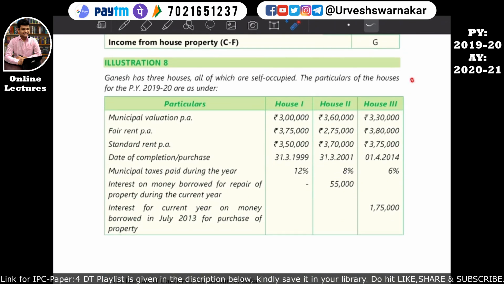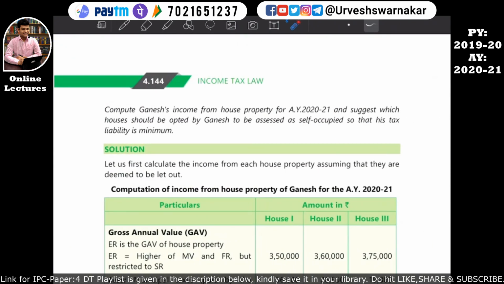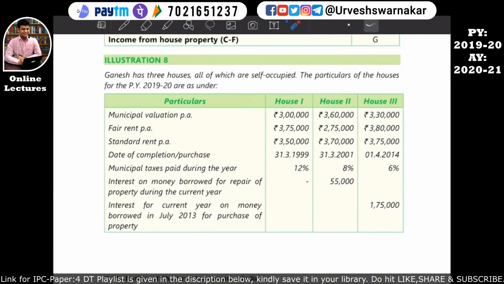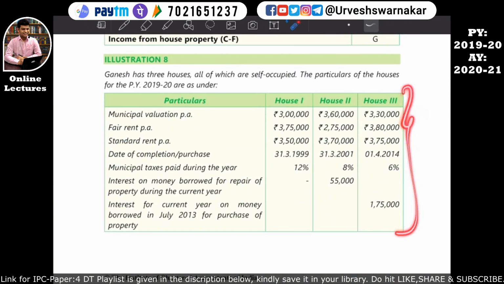Let's read this. We have to compute Ganesh's income from house property for the assessment year 2020-21 and suggest which house property should be opted by Ganesh to be assessed as self-occupied house property so that his tax liability is minimum. So basically in this question there are 3 house properties given. We have to select which house property should be DLOP. I hope this is quite clear.